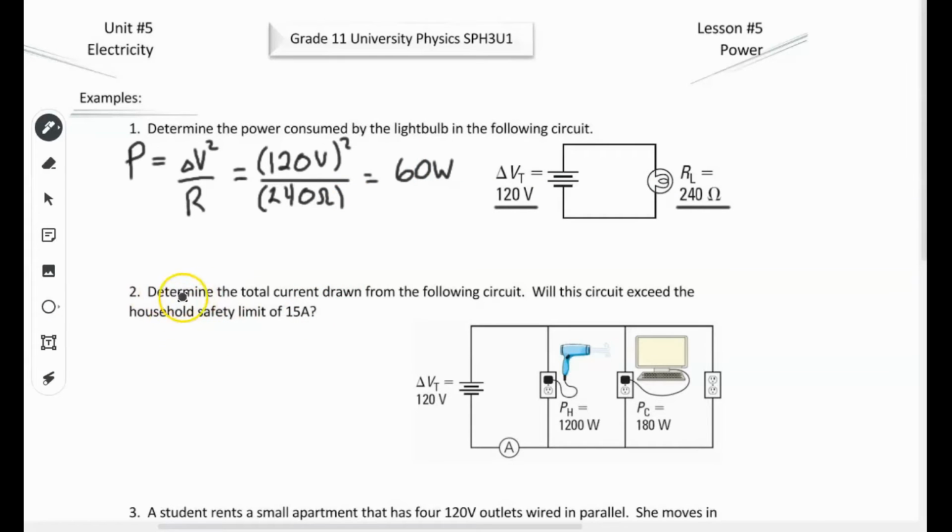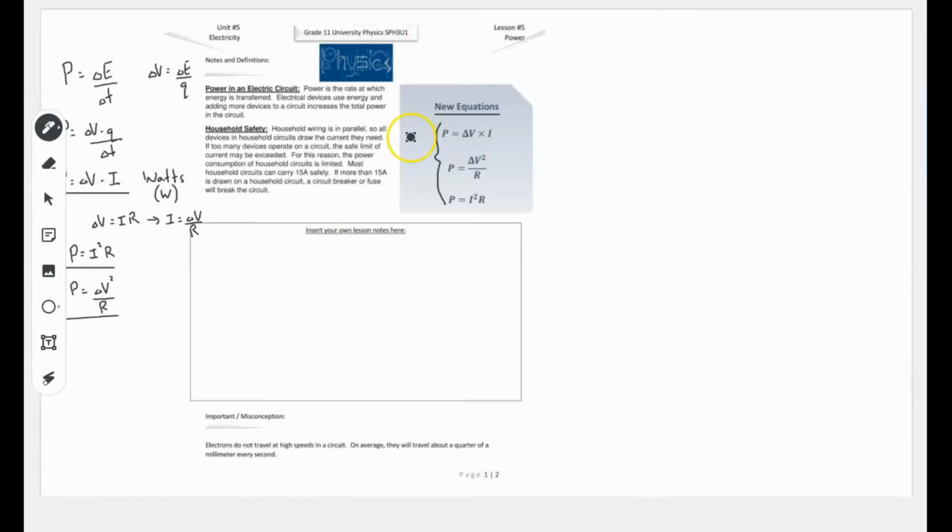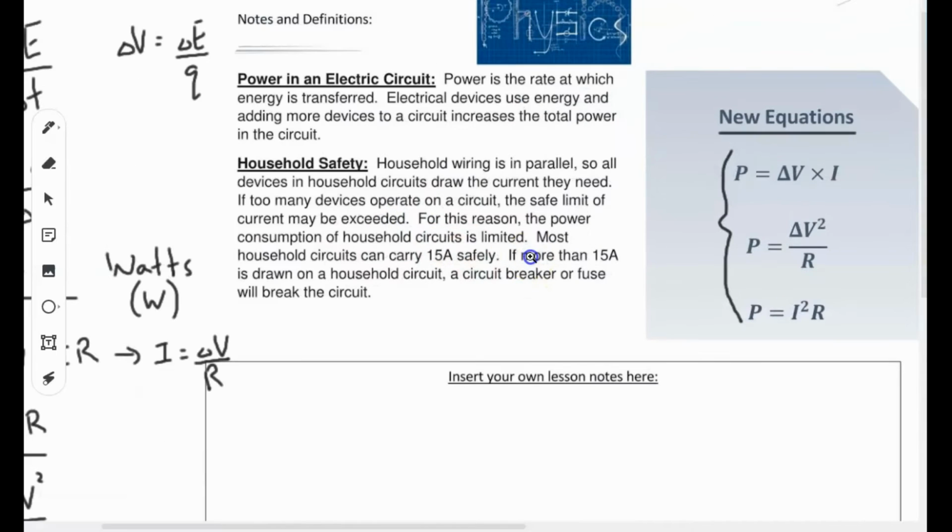So before moving on to our second question, let's talk about some of the circuits in our house. So household safety. So you learned in grade 9 that all the wiring in your house is parallel circuits. This is important because if they were a series circuit, all someone would have to do is shut one thing off and everything in your house would go off. That'd be inconvenient. So they're obviously parallel circuits.